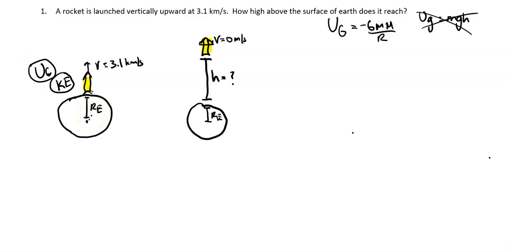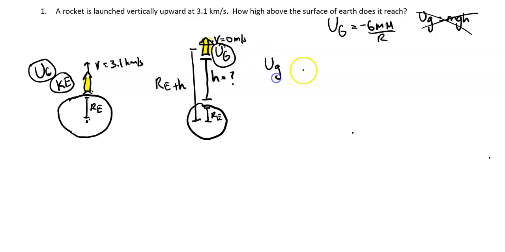Cool. So now let's go ahead and look at our other point. So when we get up here, velocity is 0, so there is no kinetic energy. There is some gravitational potential energy because it is some distance from the center of the Earth. And again, that distance is just going to be RE plus H. Cool. So now let's go ahead, take a guess how to set up this conservation of energy equation, and then let's check back together. Cool.